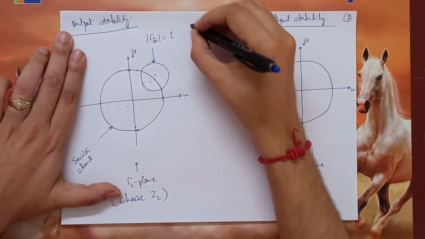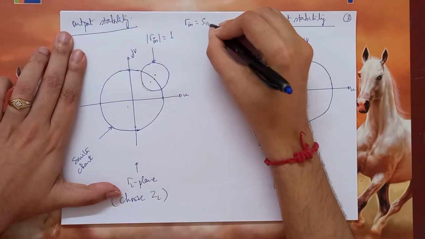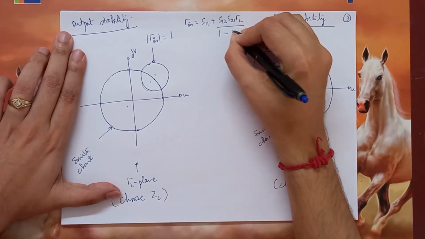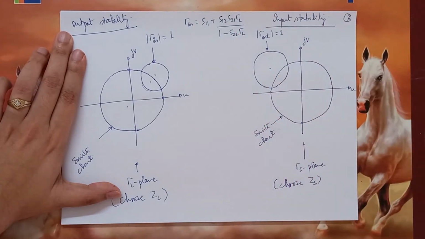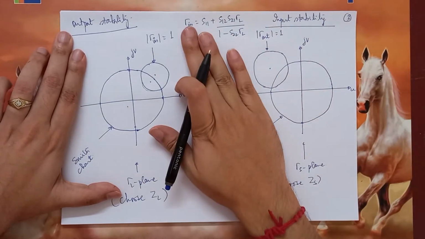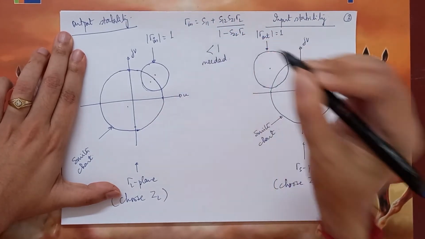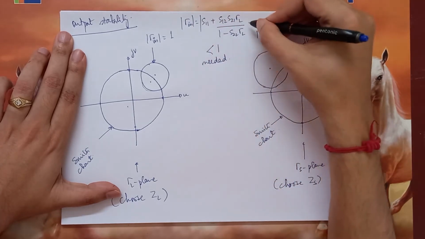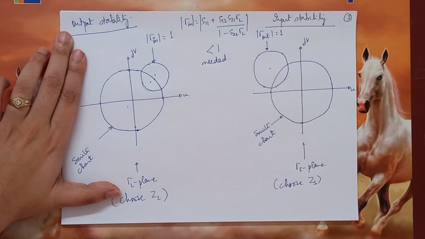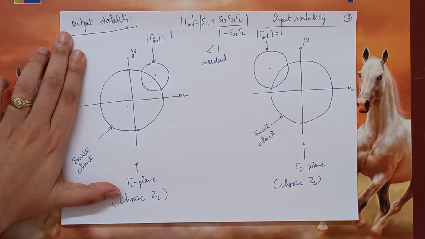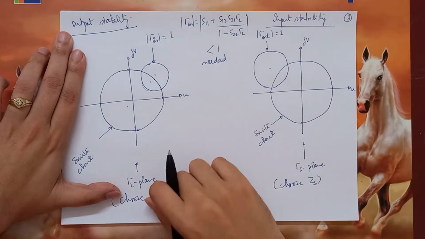What is gamma in? Gamma in is S11 plus S12 S21 gamma L divided by 1 minus S22 gamma L. We have to ensure that the modulus of this quantity should be below 1. So now we are in a fix. We do not know which region to choose. So therefore, let us make things simple.